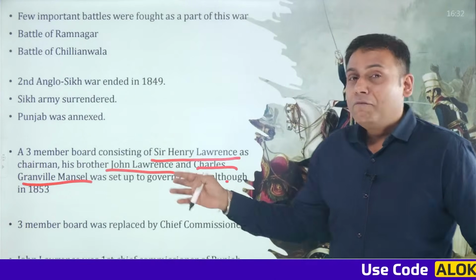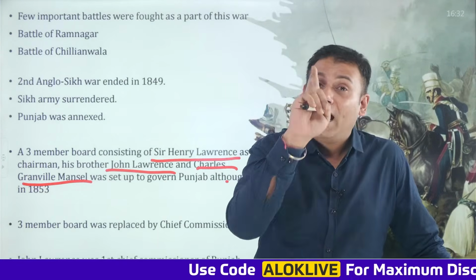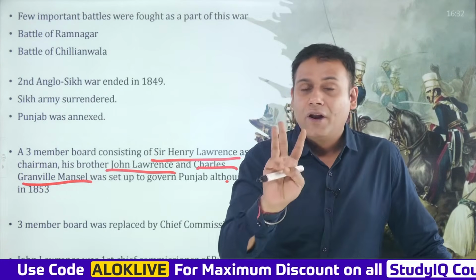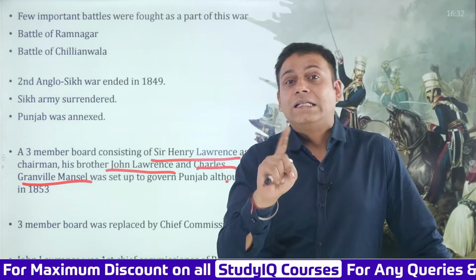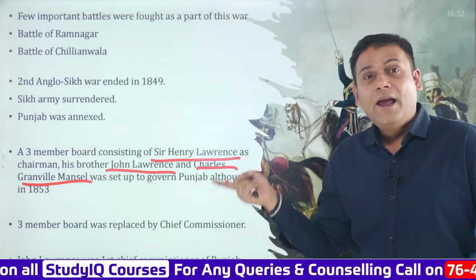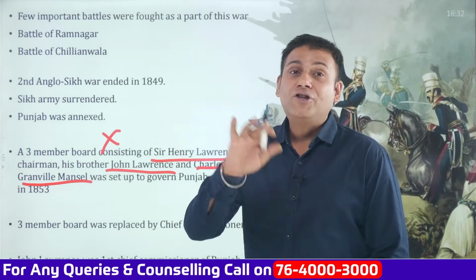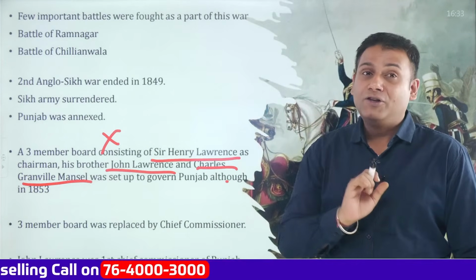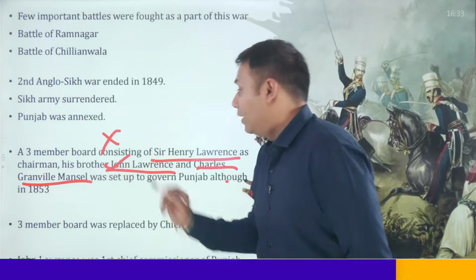Now from 1848 or 1849, the 3-member board will take care of the administration of the entire region of Punjab. Okay. So who were the 3 members of the board? It was Major Henry Lawrence, his brother Sir John Lawrence, and Charles Granville Mansell. But in 1853, the 3-member board was abolished, and a Chief Commissioner was appointed for Punjab, and the first Chief Commissioner of Punjab was John Lawrence.